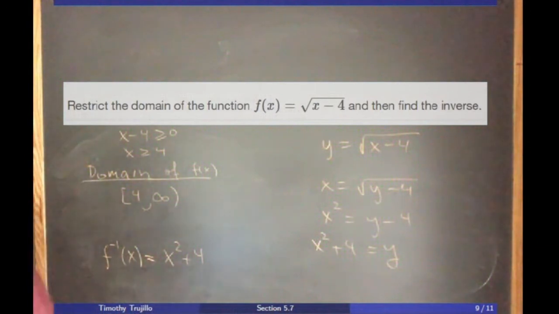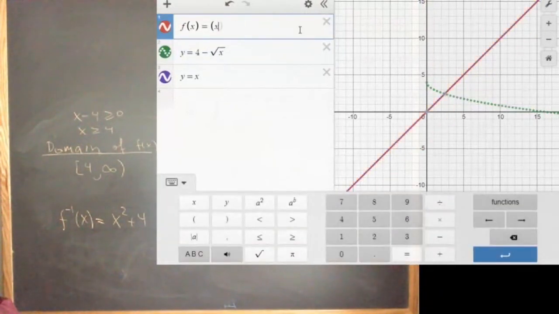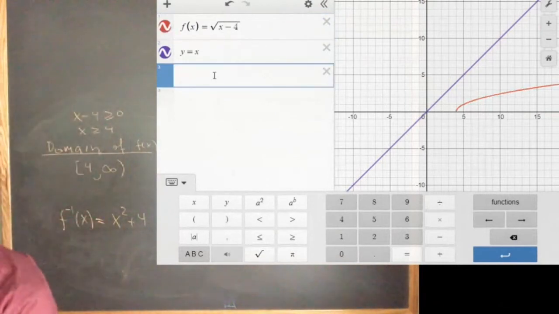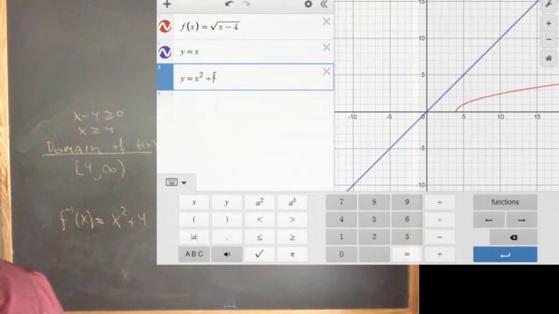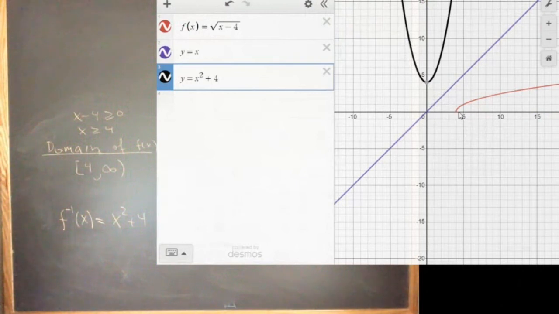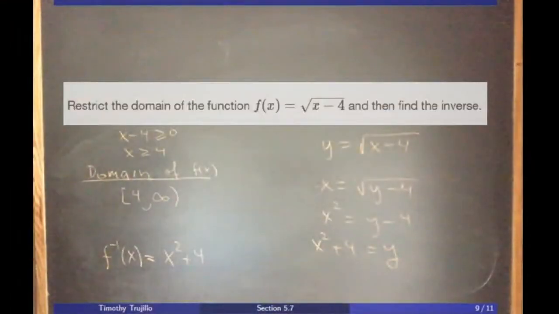Maybe it'll be a little more apparent if I graph these two functions in Desmos, and we see what happened here. The function is the square root of x minus 4. There we are with this function in red, and we would like to reflect it across this line in purple. We went through the process and got y equal to x squared plus 4. You can see the problem is that we've included these values over here, because there was nothing below the x-axis on this red graph, so nothing is going to get reflected to these values over here.